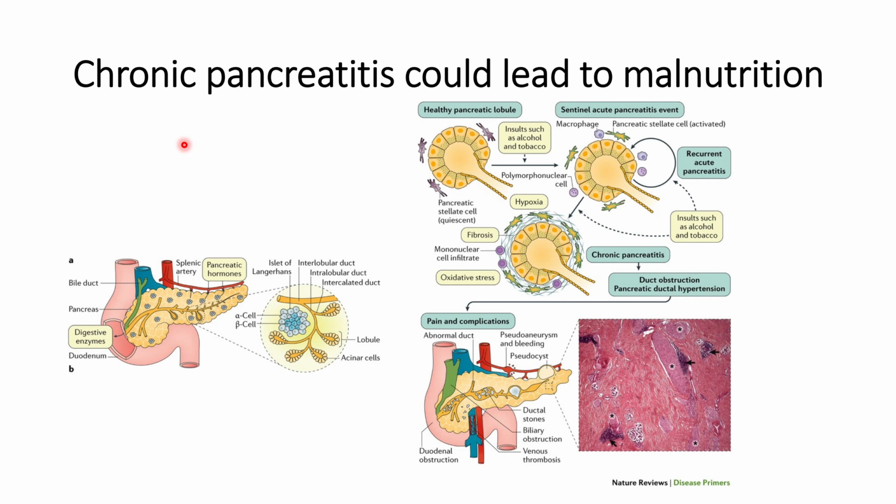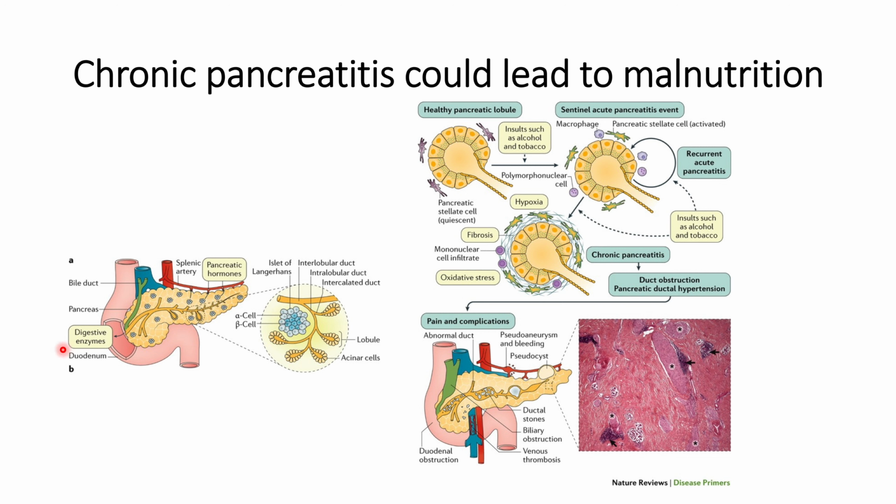Today we will discuss how chronic pancreatitis could lead to malnutrition. Before directly going into the topic, let us first understand a brief overview about the pancreas. The pancreas has two different sections. The first one is exocrine and the other one is endocrine.